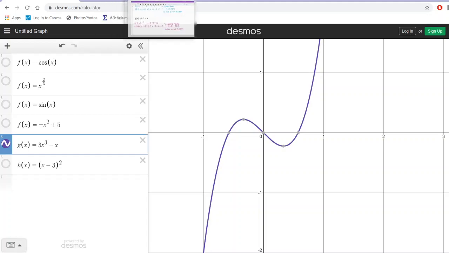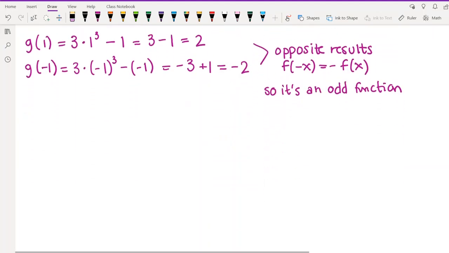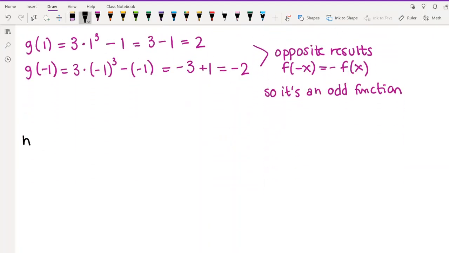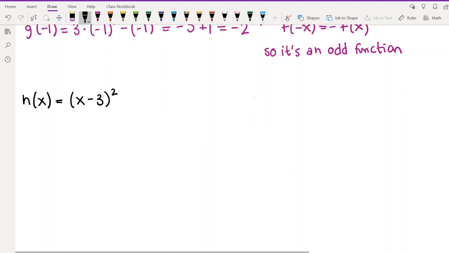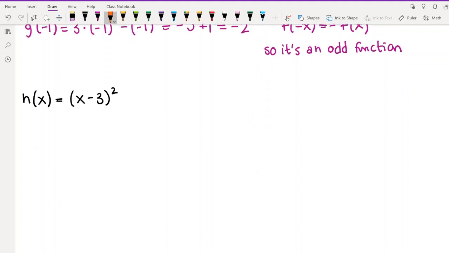Okay, last example I want to do is h of x is equal to x minus 3 squared. So you might look at this and say, oh, look, it has a square, it's even, right? It has an even exponent. But we'll see that this actually does not end up being an even function. So this is why it's so important that you actually understand the definition of even and odd functions, and you're not just kind of looking at exponents.